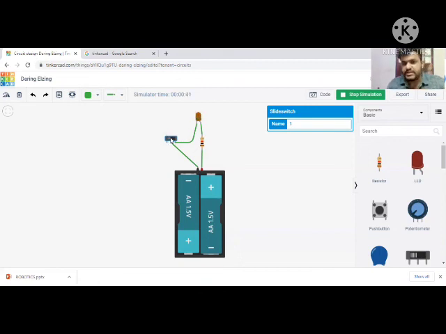You should practice this exercise on Tinkercad. It's a very basic exercise: how to blink an LED with the help of a battery, resistor. This is the LED, and this is our switch.